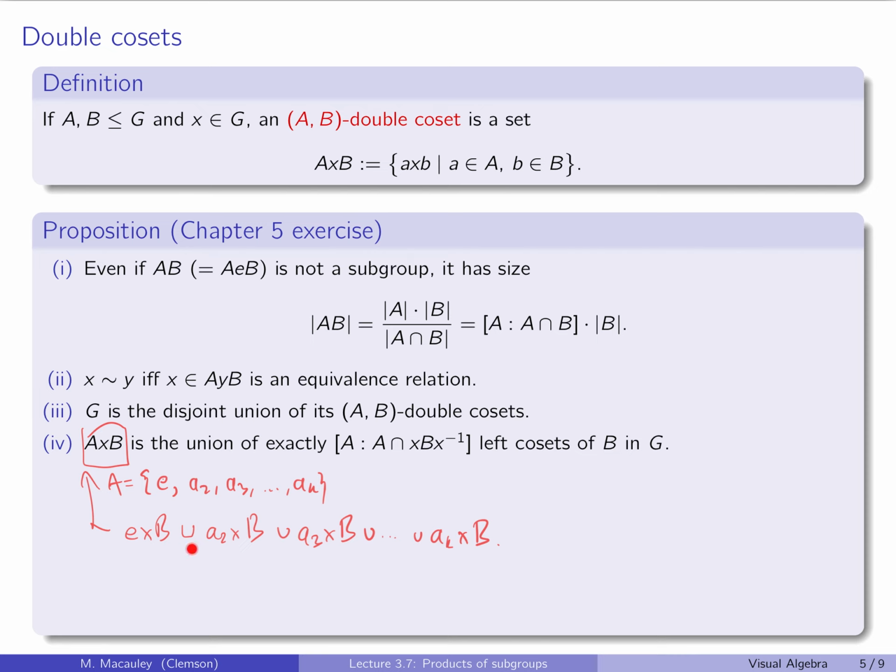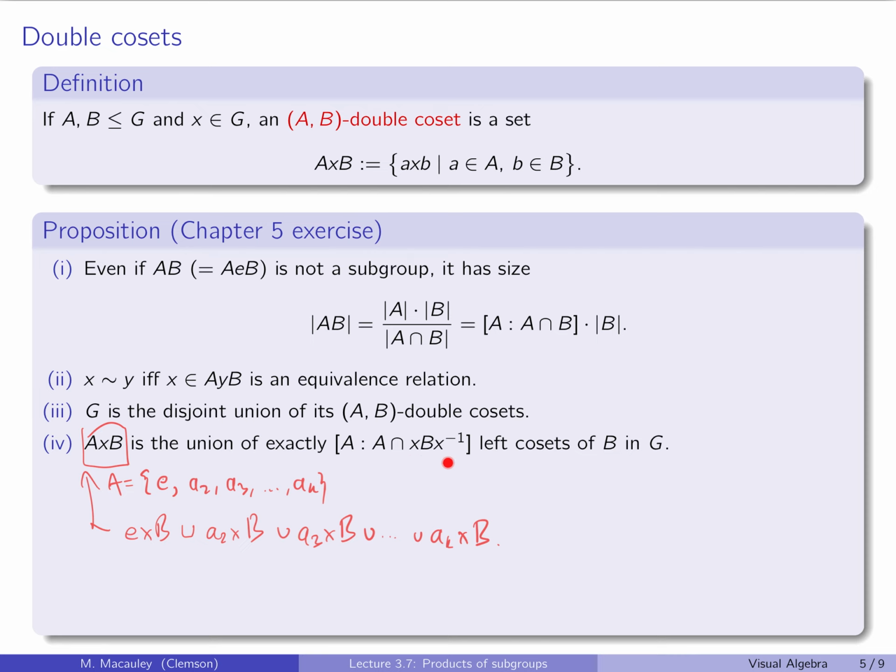But how many cosets are there? Some of these are not necessarily disjoint. That's the other part of this. It says that the number of left cosets, disjoint left cosets that make up this is this index right here. So it's the index of A intersect a conjugate of B with A.